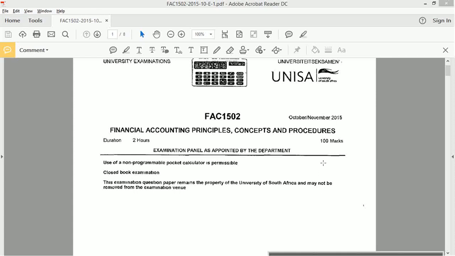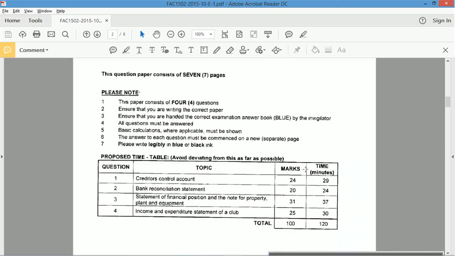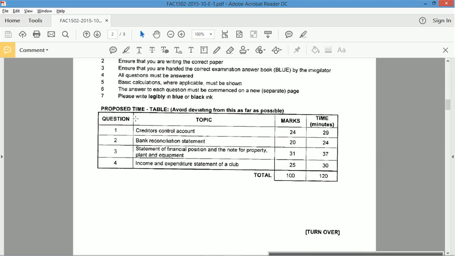October, November 2015, 2-hour paper, 100 marks. Exam technique: go to the proposed timetable, look for an easy question. Okay, question 1, creditors. 2, bank recon. 3, financial position. 4, the club question.